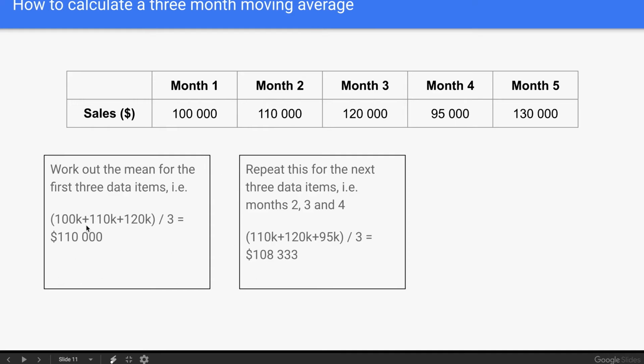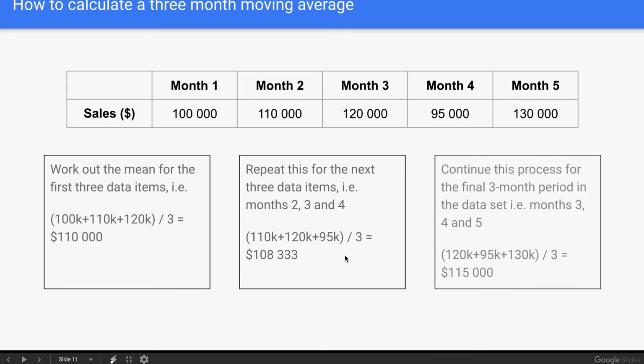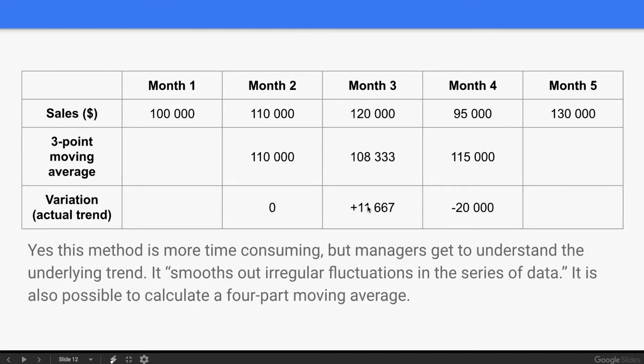So you took 100, 110, 120, divided by 3, got you $110,000. Then you take 110, 120, 95, divided by 3, gives you 108,333. Finally, 120, 95, 130,000, divided by 3, because it's 3 months we're looking at, gives you $115,000. Very easy to calculate, right? So in a 3-part moving average, you should have 3 different points at the end. Remember, you start at months 1, 2, 3, then 2, 3, 4, then 3, 4, 5. I think that's simple. I hope you agree with me.